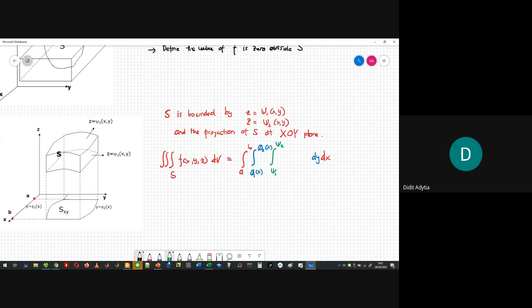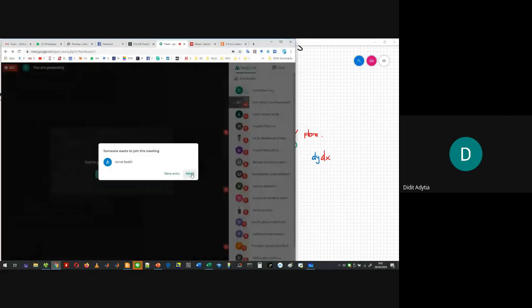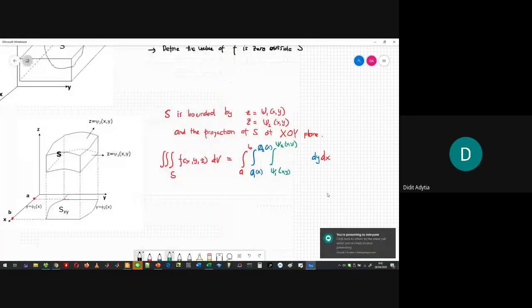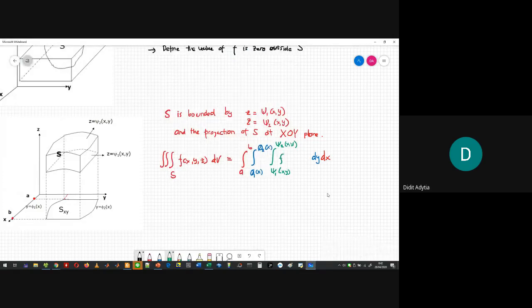And this one is the function of x and y, and then this one is the part that goes in, okay, and then this one is from function f, and then this is dz, okay, f x y z. So this is the definition. What you should remember is this one.